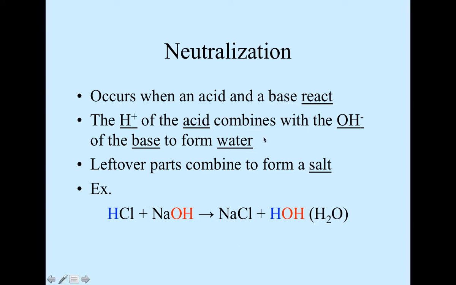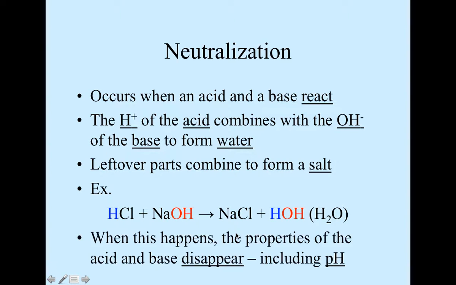Now, what I did here on this example reaction is I actually made the H plus, the acid ion, blue, and the hydroxide, the base ion, red. And you can see here that it combines to form water, and then the leftover black piece is combined to form our salt. When this type of reaction happens, the properties of the acid and base disappear, including their respective pHs. They go, and I want you to put this in here, they go to neutral, so it turns to 7, because 7 is neither an acid nor a base.